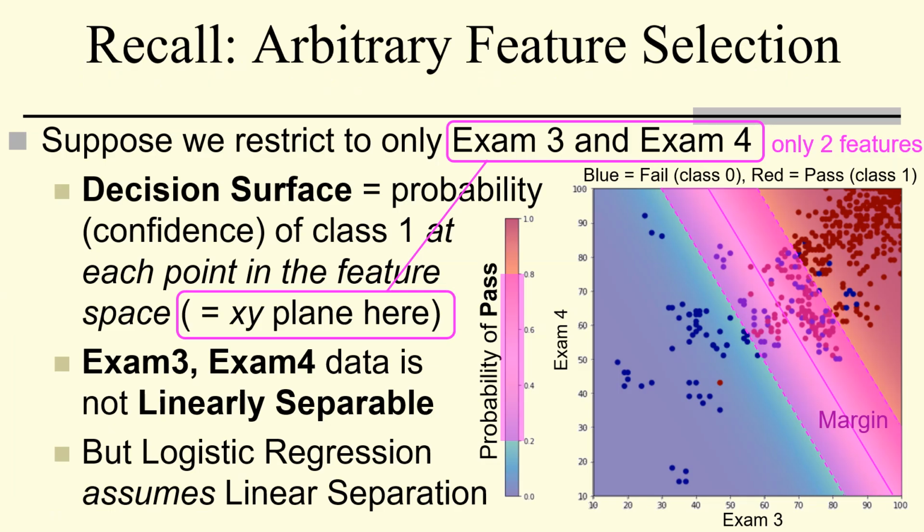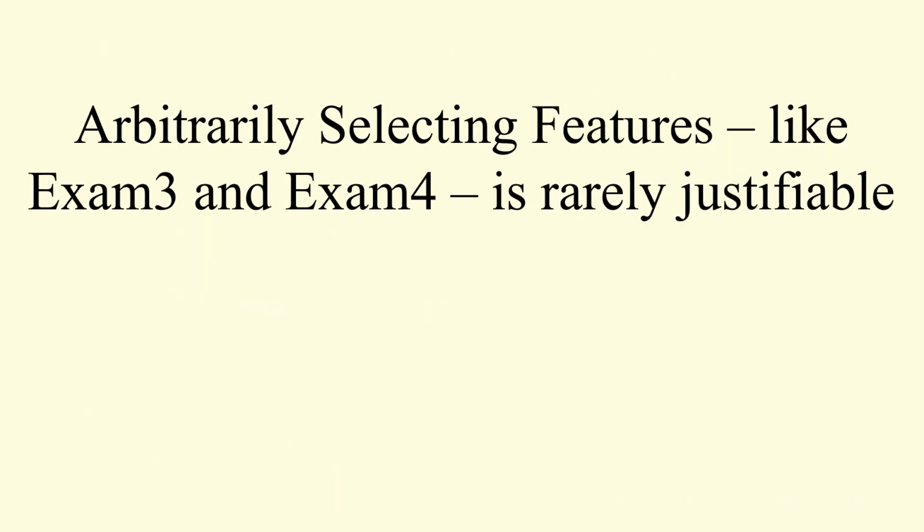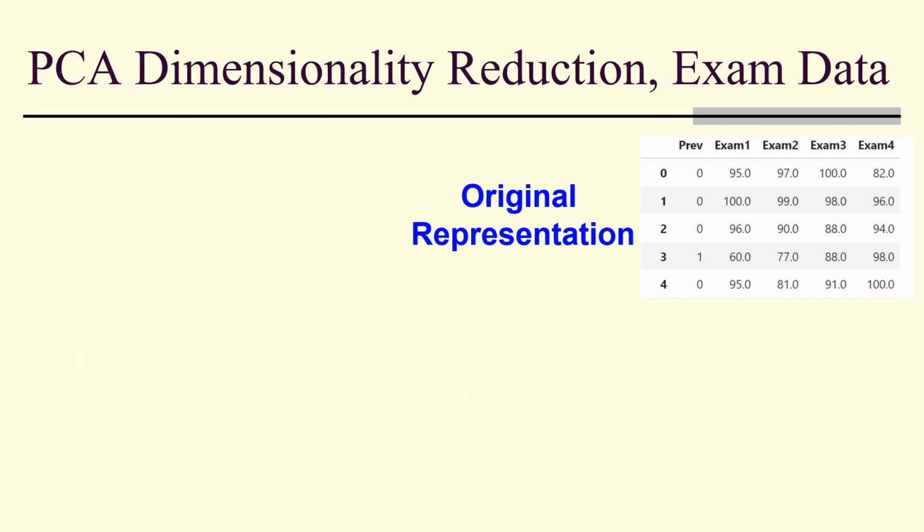For example, we had this problem with the arbitrary feature selection when we did logistic regression and got a decision surface for our exam data. But why did we just use exam 3 and 4? What about exam 1 and exam 4? Well, this arbitrary selection is rarely justified. But dimensionality reduction to 2 dimensions is justified if most of the variance is preserved.